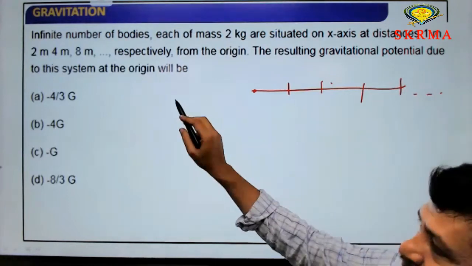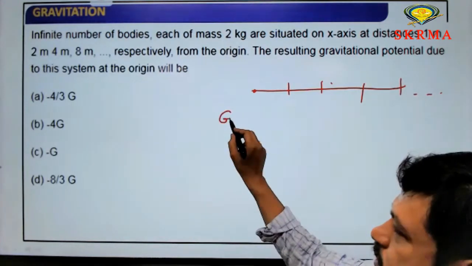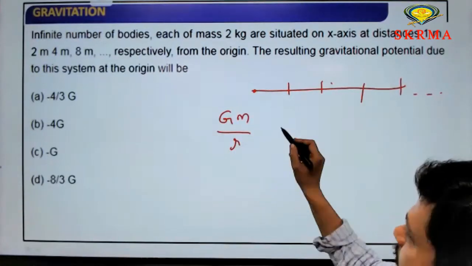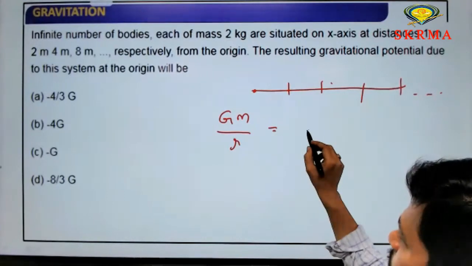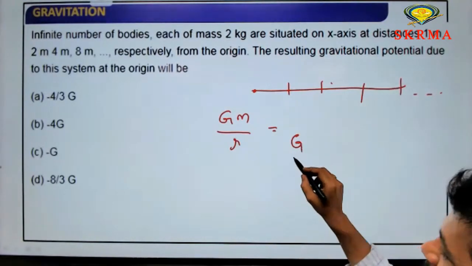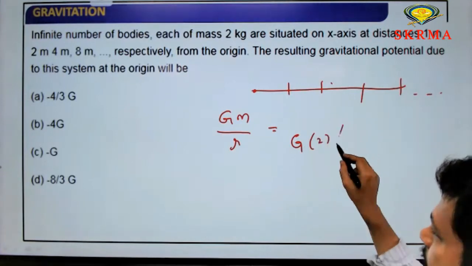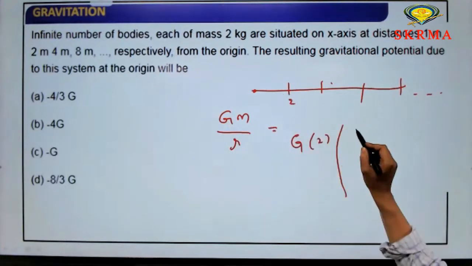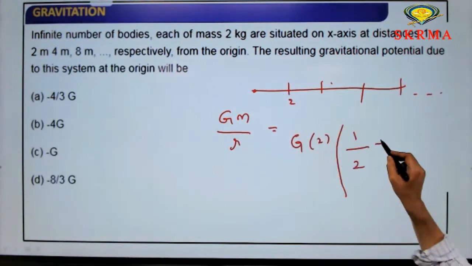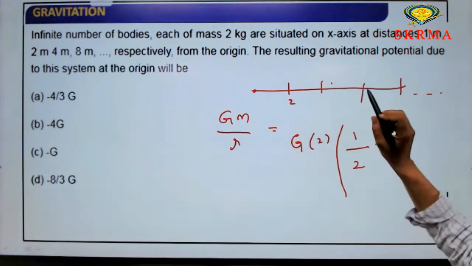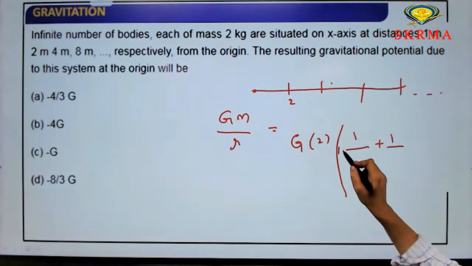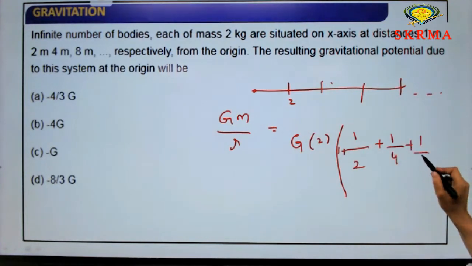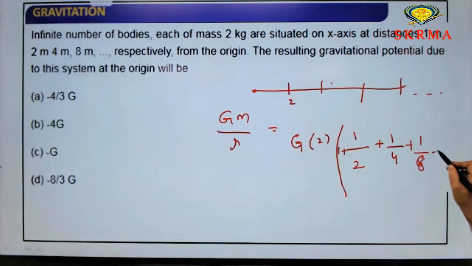We have to find the gravitational force, which is nothing but Gm by R square. We have to write the equation for each term. Here G is constant, M is 2. What is R? R changes here: at 1 meter, then 2 meters, then 4 meters, then 8 meters, in the same fashion, so 1, 1 by 2, 1 by 4, 1 by 8.